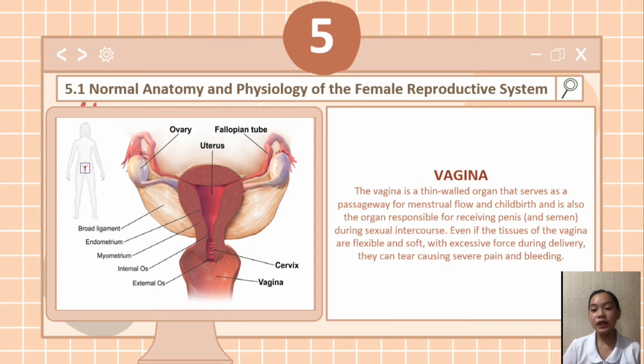The vagina is a thin-walled organ that serves as a passageway for menstrual flow and childbirth, and it is also the organ responsible for receiving the penis during sexual intercourse. Even though the tissues of the vagina are flexible and soft, with excessive force during delivery, they can tear, causing severe pain and bleeding.